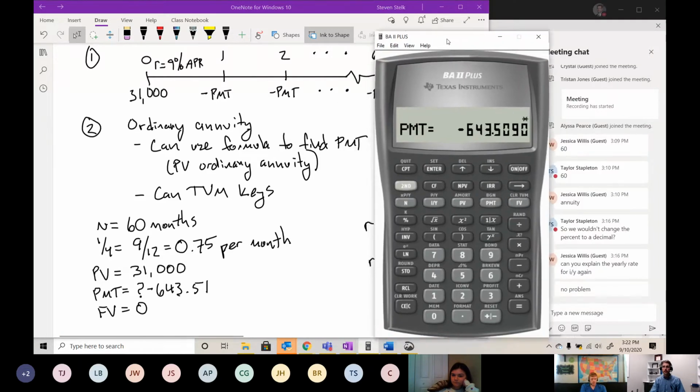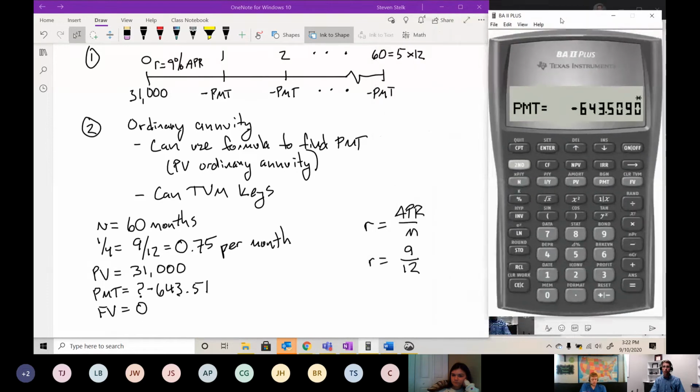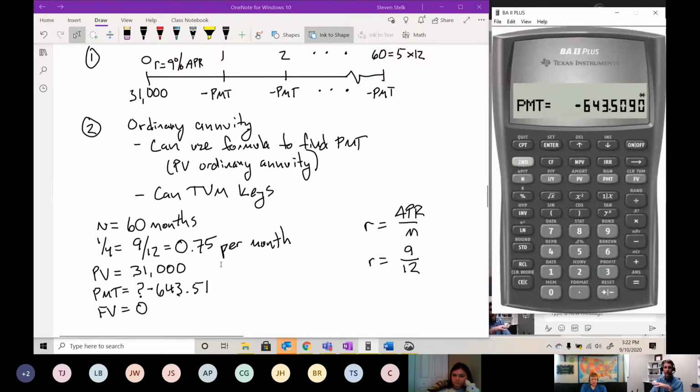Okay, so we had a question about, it says, can you explain the yearly rate for I over Y again? And I think I know what that's asking, but if I'm not going to hit it here, just feel free to say, no, that's not quite right, I still don't get it. So on the I over Y key, this needs to be the effective rate that matches the periods that are on the N key. So if we're putting in the number of months for N, then we need to put in the effective monthly rate on the I over Y key. If we're putting in the number of years for N, then we need to put the annual effective rate on I over Y.